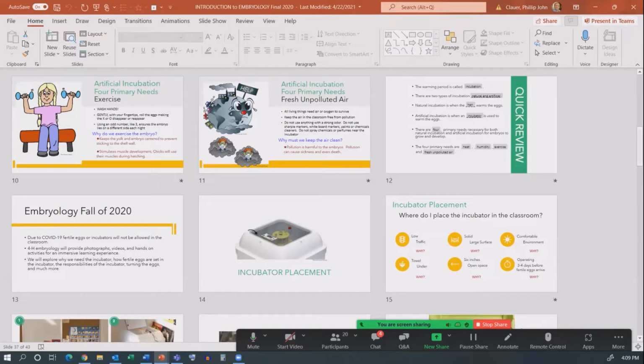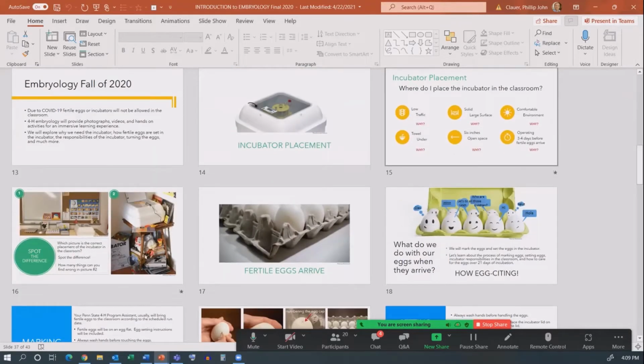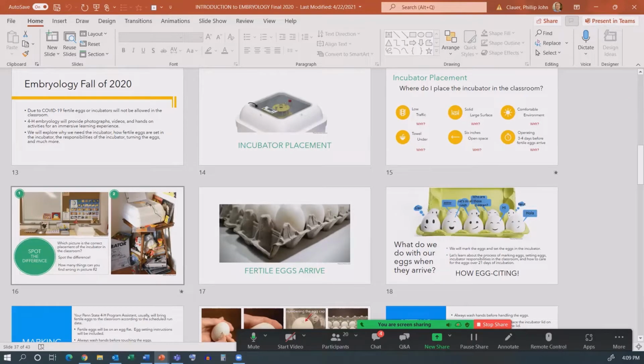Talk about incubator placement, such a big part of the program, what's good, what's bad, and so forth. You have an illustration here where the kids can pick out what's bad about this one. There's a lot of things bad about that, but after you learn about what placement's important, they ask questions. You can have discussion about what's bad about this picture and so forth.